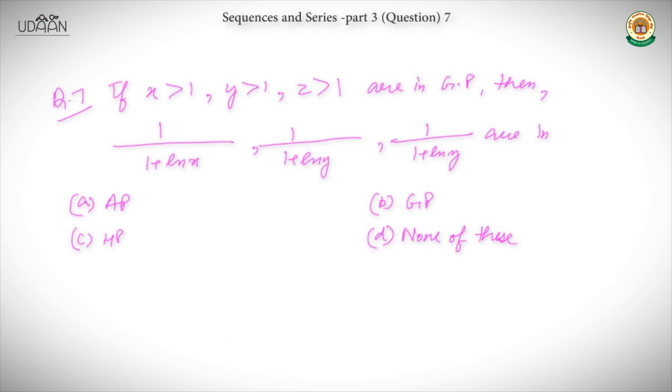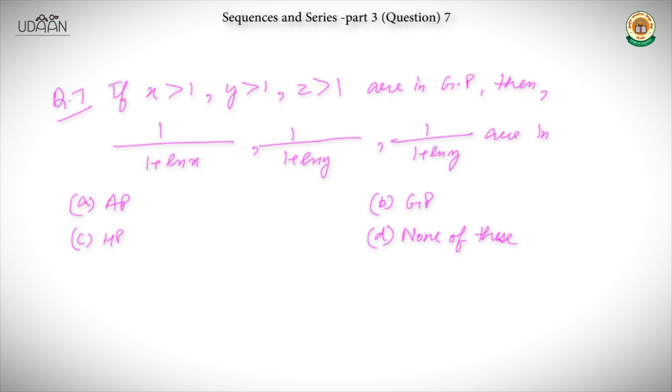So problem 7 says that if x, y, z are all greater than 1 and are all in GP, then we have to find what progression the following terms can be in: 1 by 1 plus log x, 1 by 1 plus log y, and 1 by 1 plus log z. All these logarithms are natural, and obviously we would remember from theory that whenever x, y, and z are in GP, there is always some relation: y square is equal to xz.